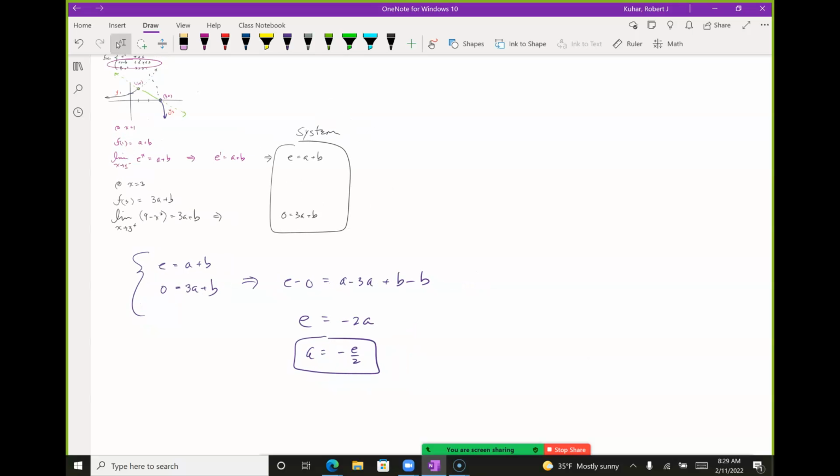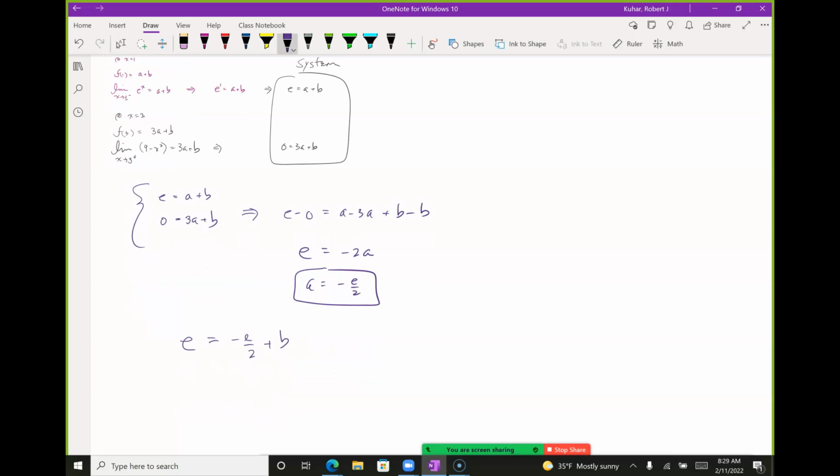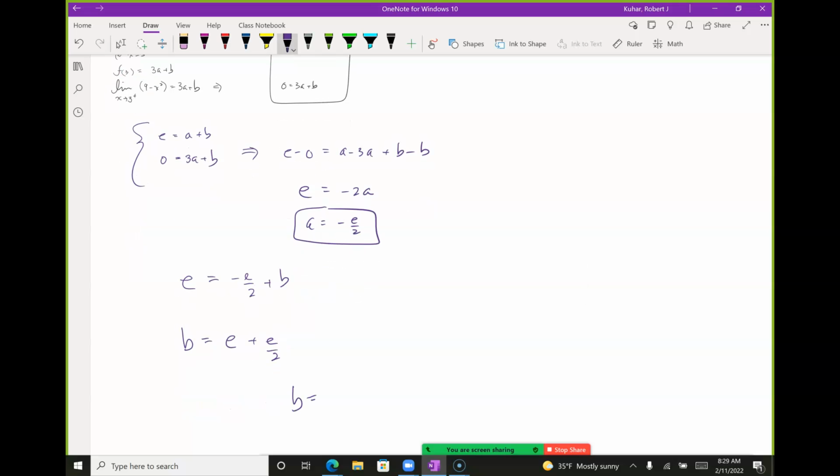Nice. Then we just have to find b, so I can have the choice here. I can plug this value into any equation and get the value of b. I'll plug it into the first, right? So e equals negative e over 2 plus b. So it looks like b equals e plus e over 2. So b equals 3e over 2, right?